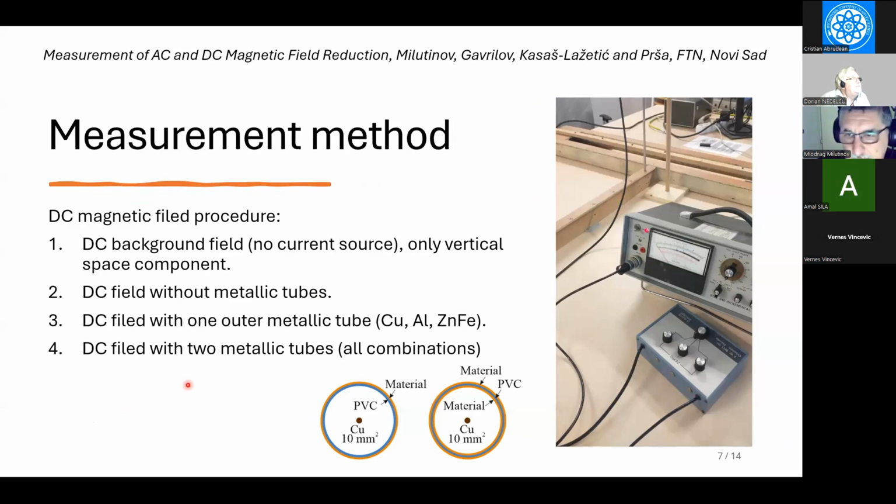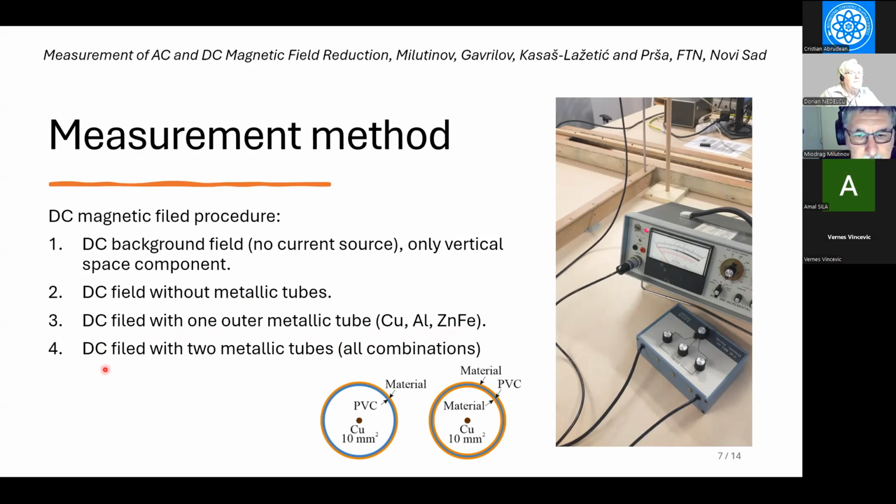So this is the procedure. First of all, we measure the DC background field without any current source, so that later we can find the actual field produced only by the current source. After that, we turn on the source and measure the DC field first without metallic tubes, just to compare with the theoretical expectation, and after that we put one metallic tube, first of copper, second of aluminum, and third a galvanized steel tube, something like that.